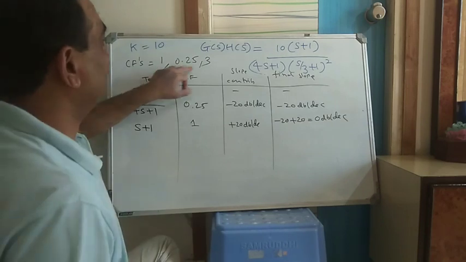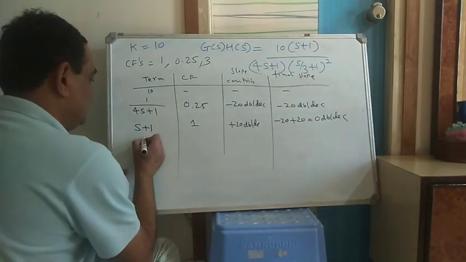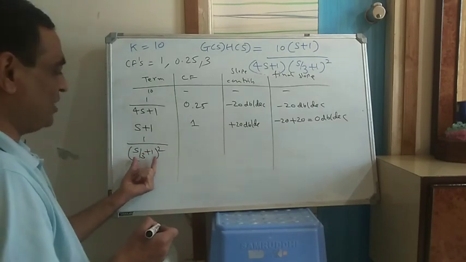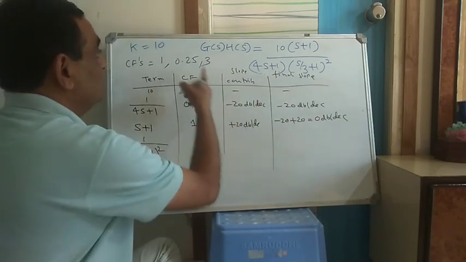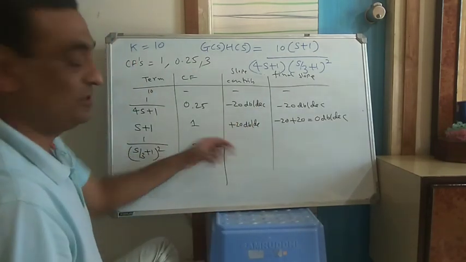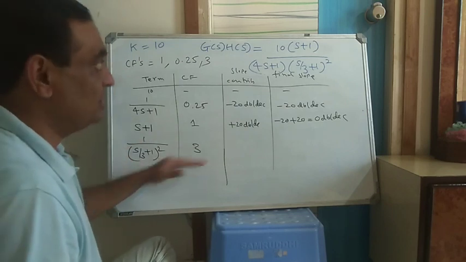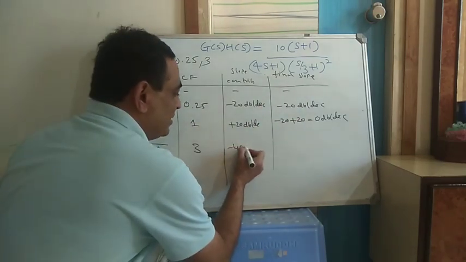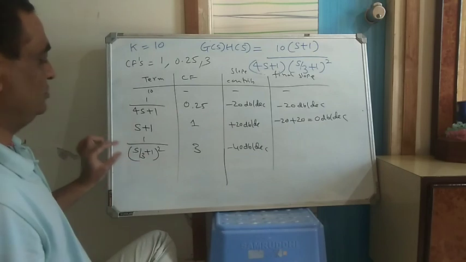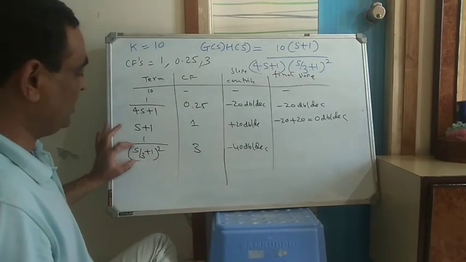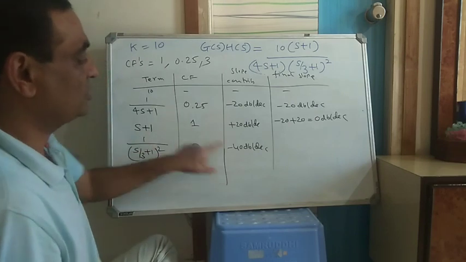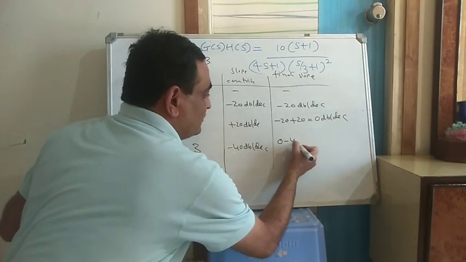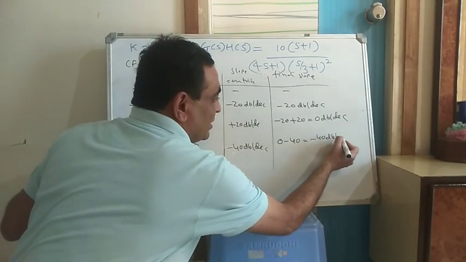Then comes 3. 3 is contributed from this term, 1 upon s by 3 plus 1 whole square. So there are two poles, corner frequency is 3, and the slope contribution, it is in the denominator, so minus, but there are two poles, so minus 20 plus minus 20, so minus 40 dB per decade contribution. Note down that it is a second order term, there are two poles, and therefore, being in the denominator, the slope contribution would be minus 40 dB per decade. So earlier slope was 0, minus 40, so it is minus 40 dB per decade.